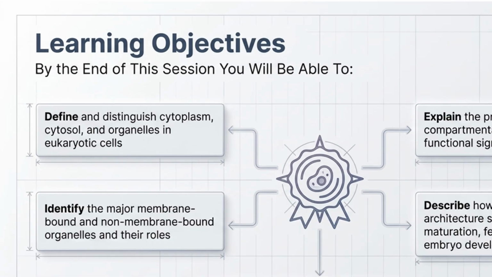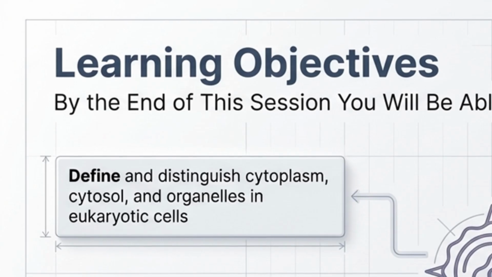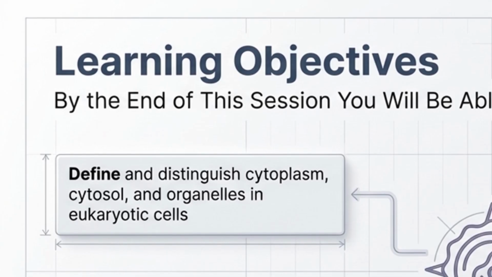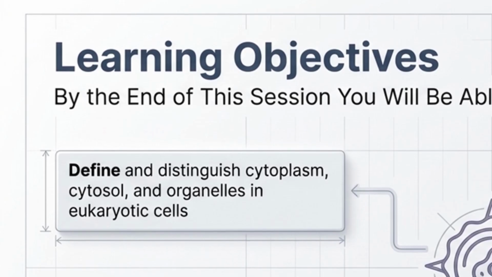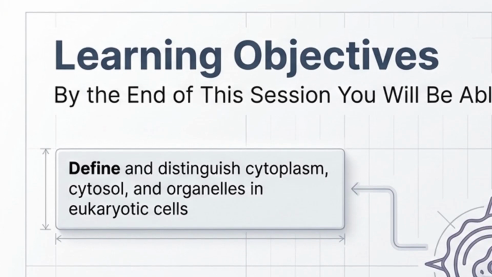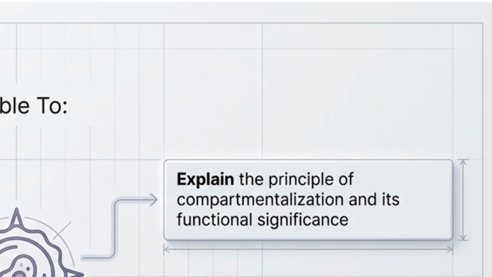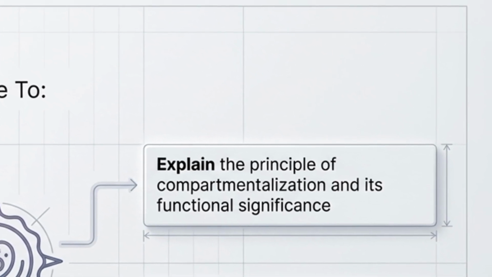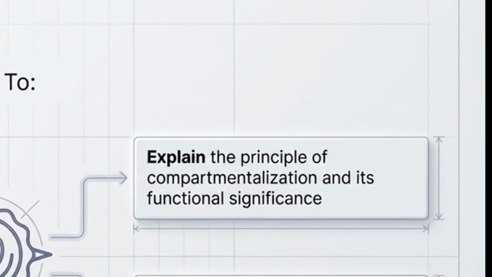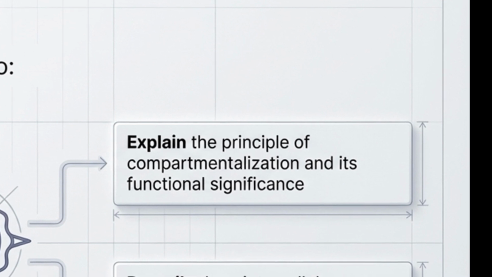engage with the material. The first objective asks you to define and distinguish cytoplasm, cytosol, and organelles. This sounds straightforward, but these terms are used imprecisely in clinical literature all the time, and that imprecision creates real conceptual confusion. We will be rigorous about these definitions throughout. The second objective introduces compartmentalization as the organizing principle of eukaryotic life. You should be able to explain not just what compartmentalization is, but why it matters, what advantages it confers, and what happens when it breaks down.